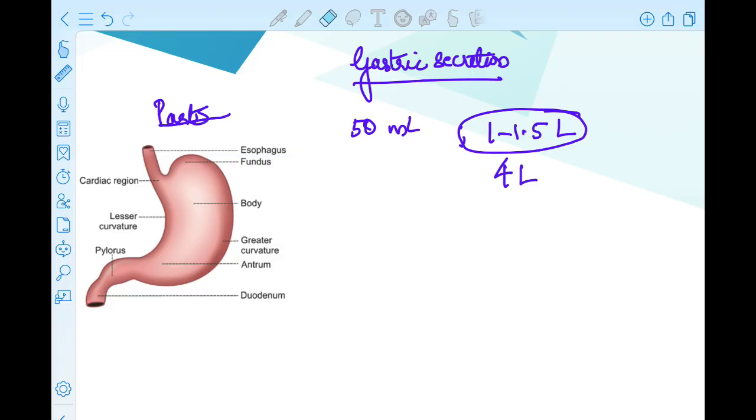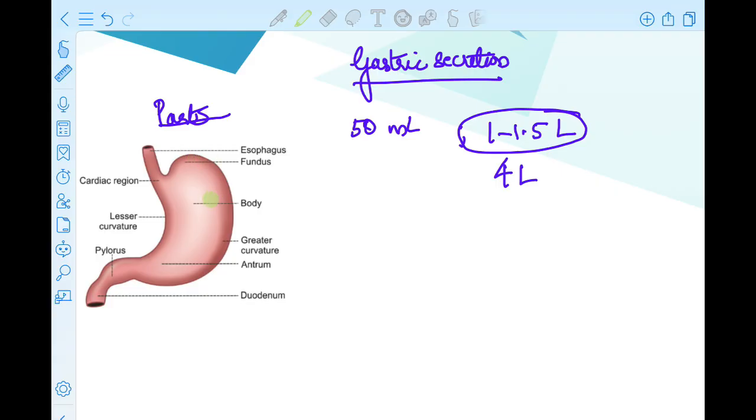The cardiac region is the upper part. This is the region where the esophagus opens, and it is guarded by the cardiac sphincter. So there is a cardiac sphincter here. It opens towards the stomach. And this is the fundus. The fundus is a small dome-shaped structure that is elevated above the esophageal opening.